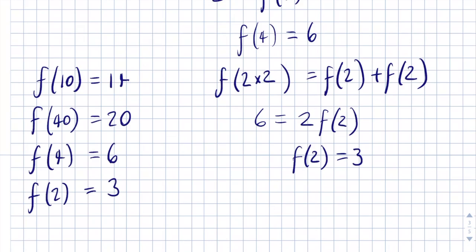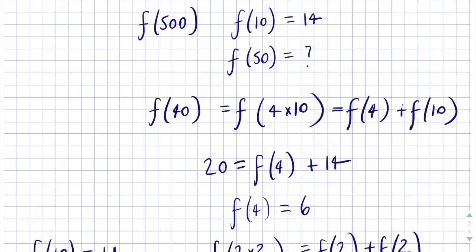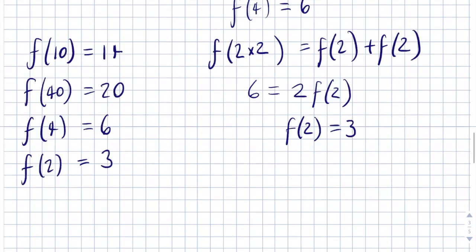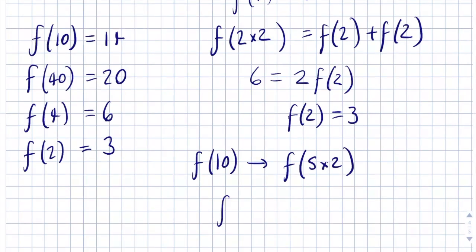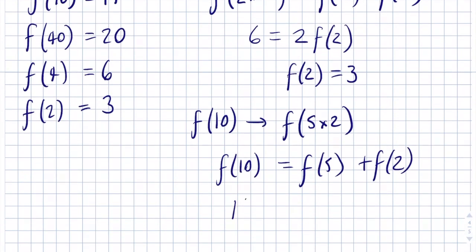Well, you should be able to see from here that we can work out a value for f(5), which is what we need to get to f(50), because f(50) is going to be f(5 times 10). So how can we work out f(5)? Well, we've got a value for f(10). f(10) is the equivalent of f(5 times 2). f(10) is equal to f(5) plus f(2). Well, we know f(10) is 14.